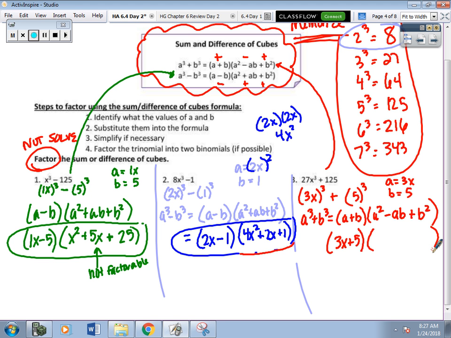Again, the most commonly missed part of this is, first of all, mixing up your signs. Second of all, right here. What would I put here? Sam? 9x squared. 3x times 3x is 9x squared. Minus AB, which would be 3x times 5, 15x, plus b squared, which would be 25. And that's our answer.